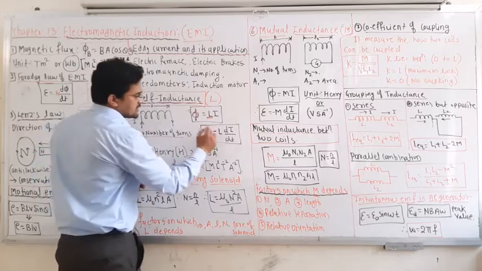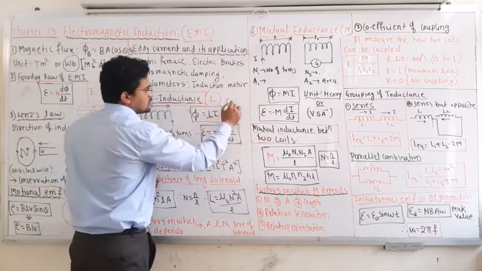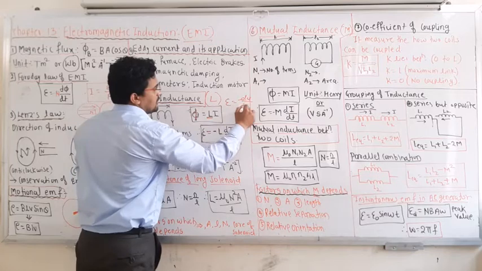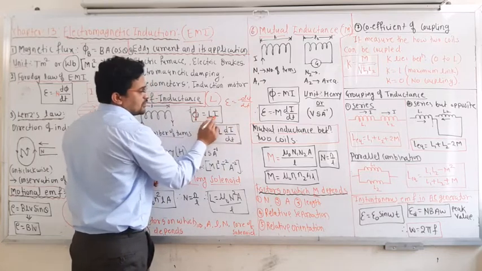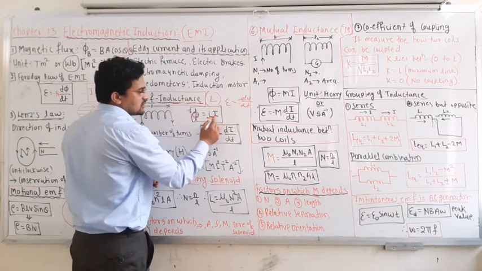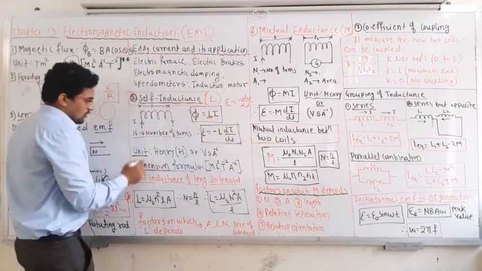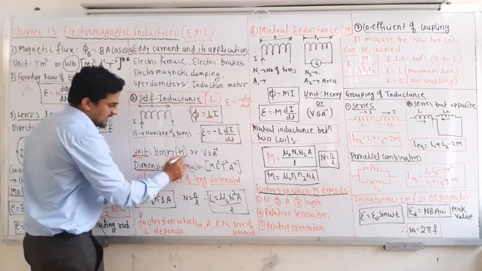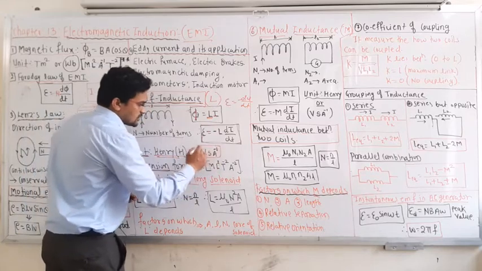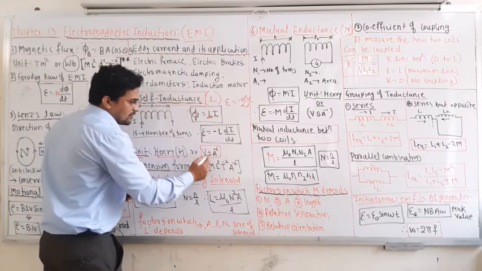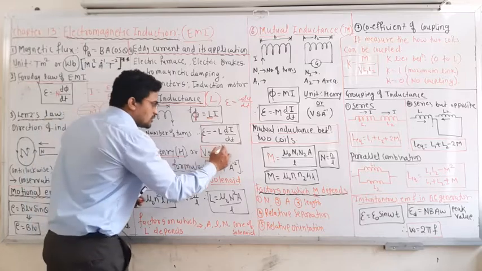E is equal to minus L di by dt, because we know E is equal to minus d phi by dt. So phi is equal to L into I, but I is changing and L is constant, so it becomes L di by dt. Okay, now what is the unit of this self inductance? It is Henry. Sometimes it is also known as volt second per ampere. Okay, so remember these two units.